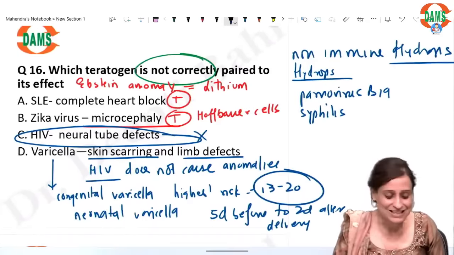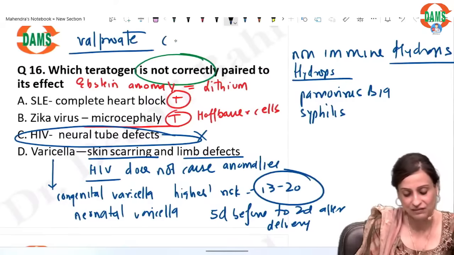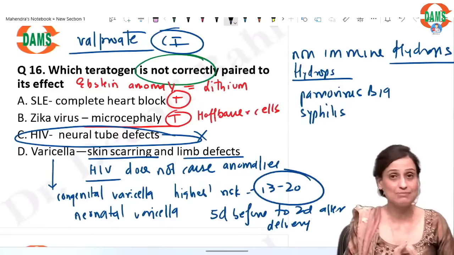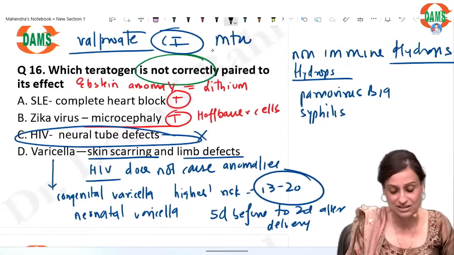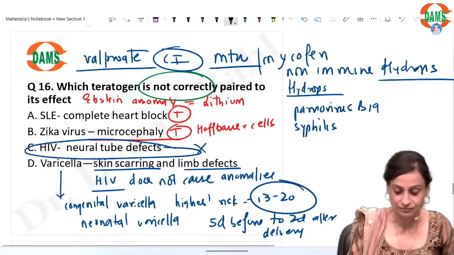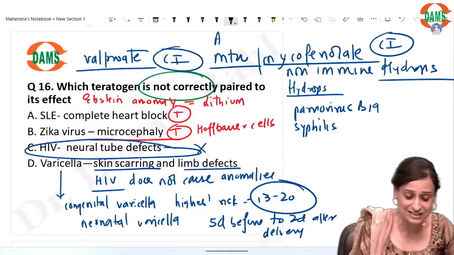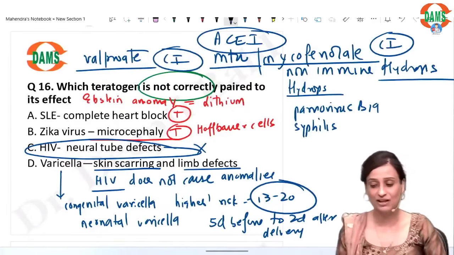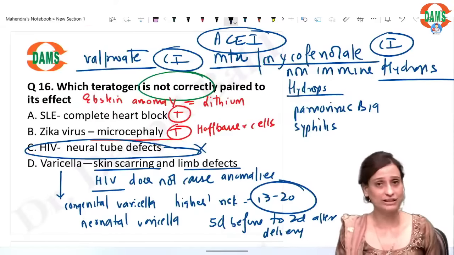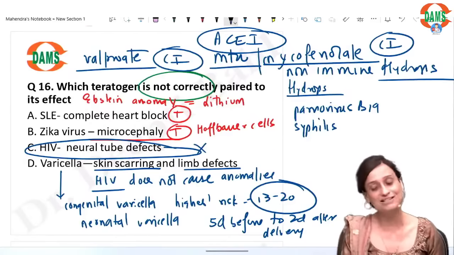Okay. Please remember, drugs like valproate are not to be given. It is going to cause neural tube defects. So valproate is absolutely contraindicated. Methotrexate or mycophenolate mofetil. These are again absolutely contraindicated. ACE inhibitors. These are all PYQs. They are absolutely contraindicated. So remember and don't overthink in these questions. They should come to you as a reflex.